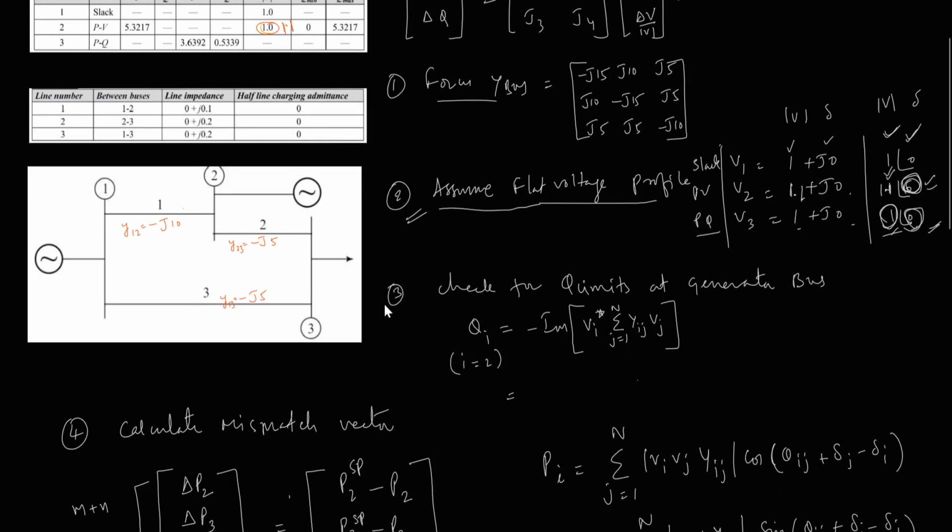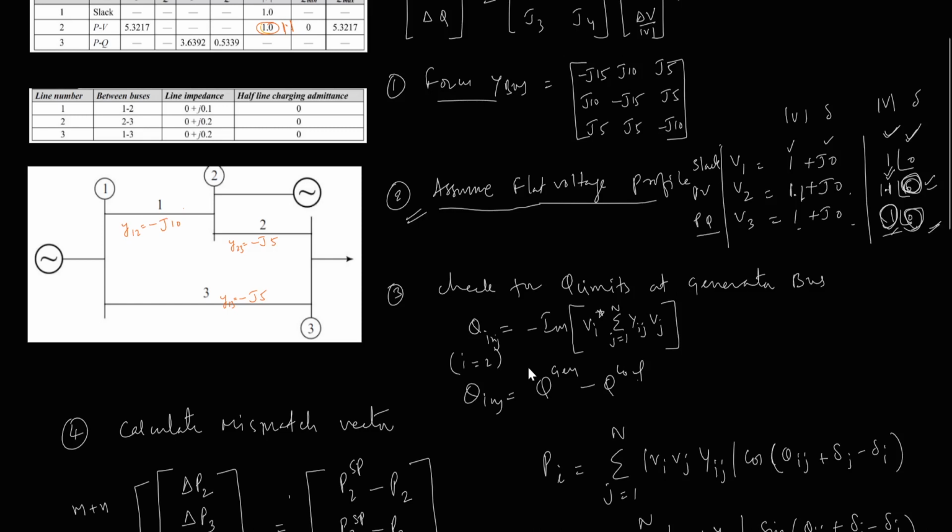Then step 3 is to check the Q limits at the generator buses. The basic equation, that is the Q injection, the net injection, is equal to minus the imaginary part of Vi conjugate times the summation j equals 1 to n of Yij Vj. This Q injection is actually the summation of Q generation minus Q load at that particular bus.